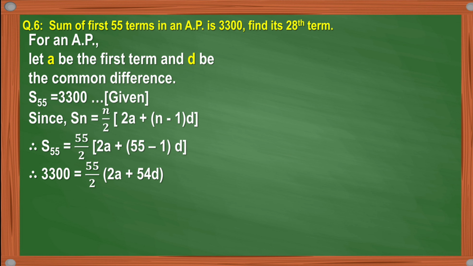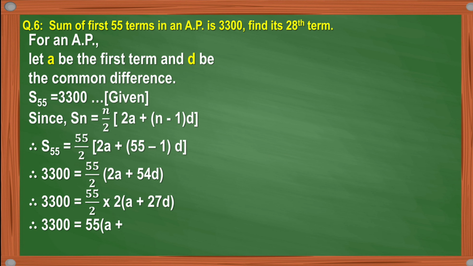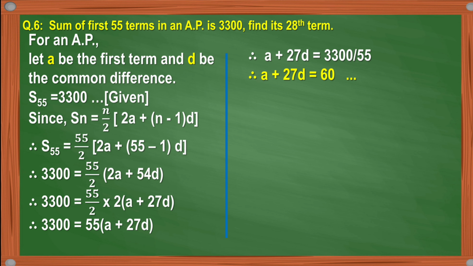In the bracket, 2a plus 54d, 2 is a common term. So we'll take 2 outside the bracket. Here it will be a plus 27d. 2 will get cancelled. We'll have 55 multiplied by a plus 27d. Now 55 is in multiplication, so it will go to the denominator if we take it to that side. So when you divide 3300 upon 55, you will get 60. Which means the value of a plus 27d is equal to 60.